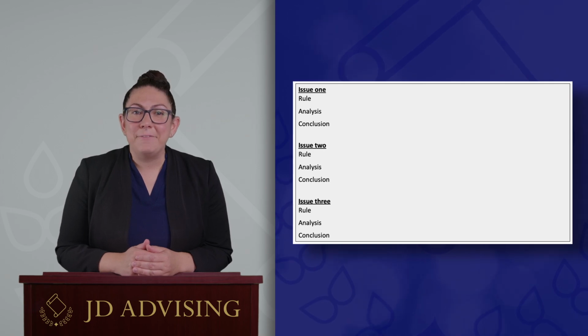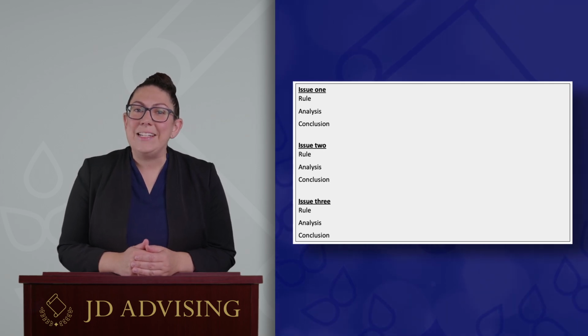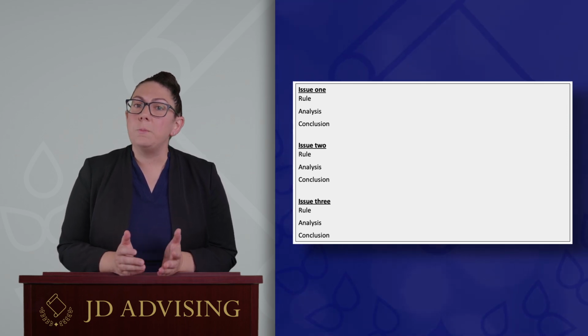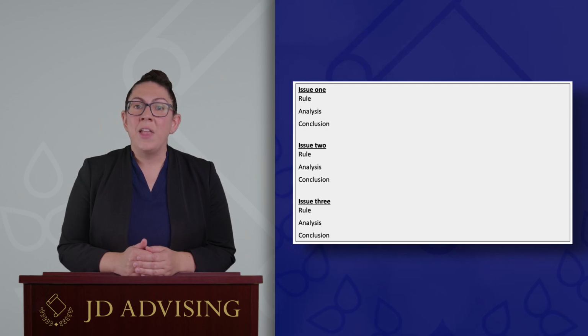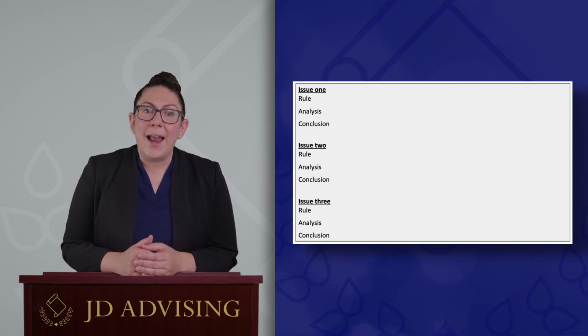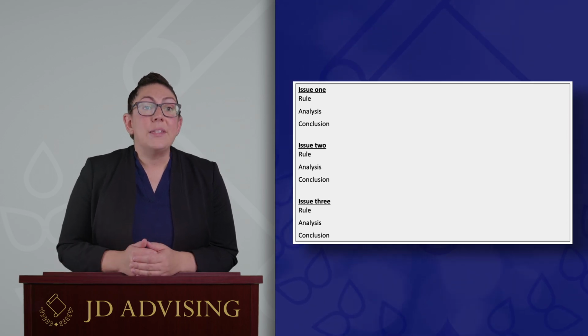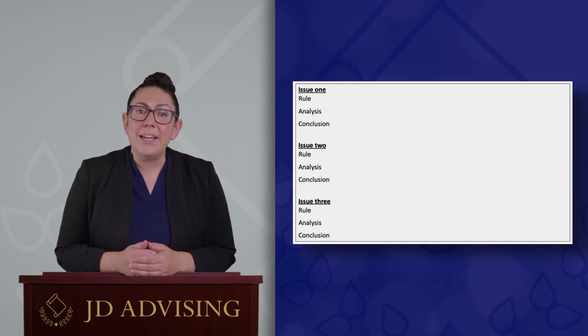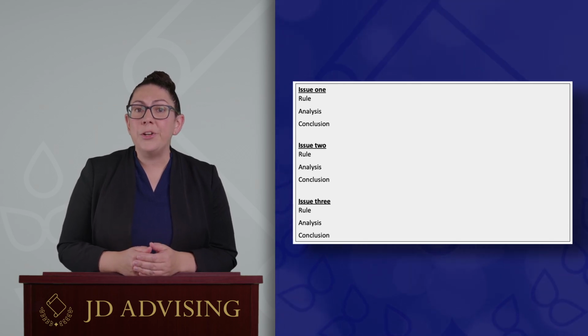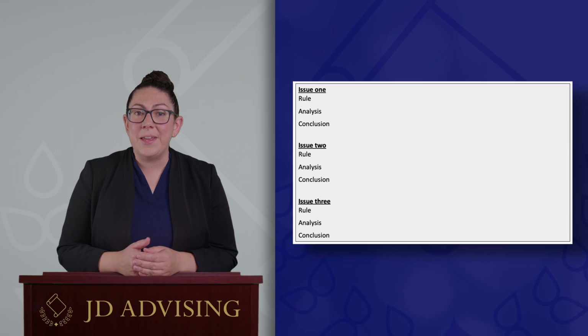Let's talk about crafting each part of the IRAC in more detail. The issue statement should just be a word or phrase identifying the legal issue or the specific facts that you are addressing. It does not need to be a full sentence, and you do not need to write out "the issue is whether." Some people like to write a conclusory issue statement.